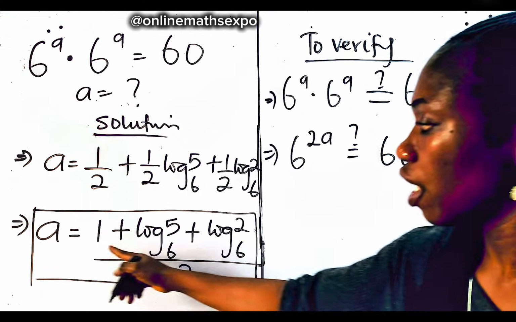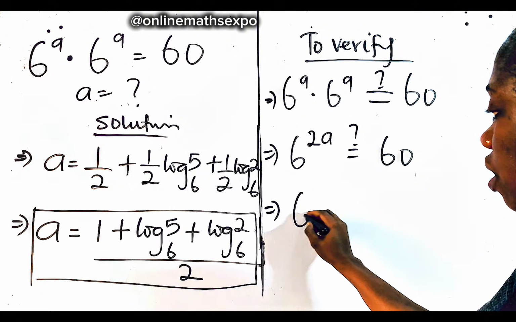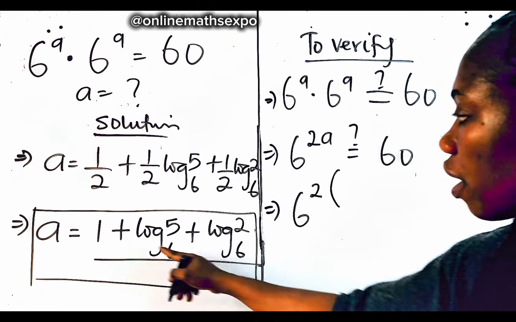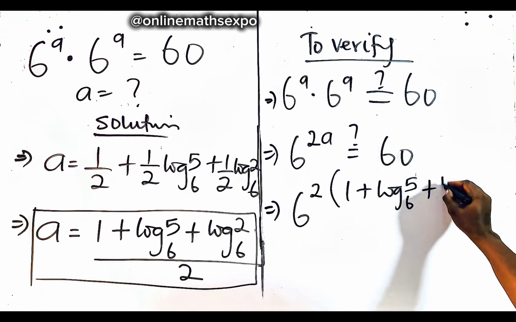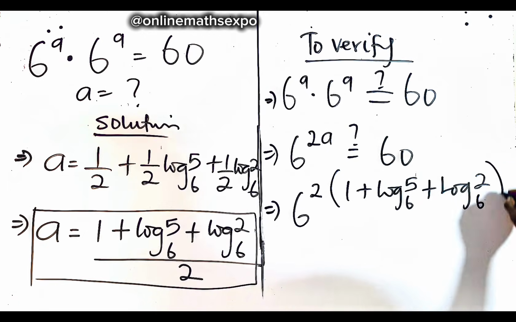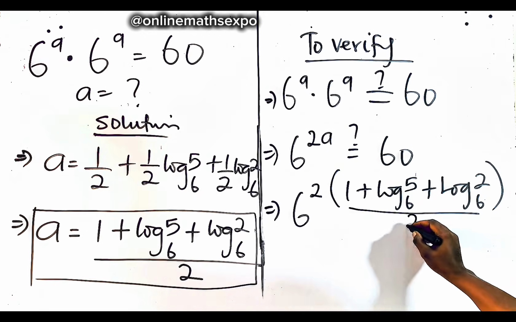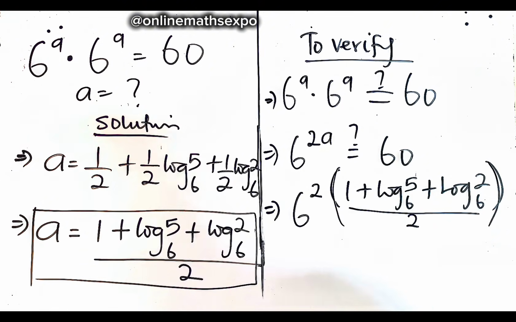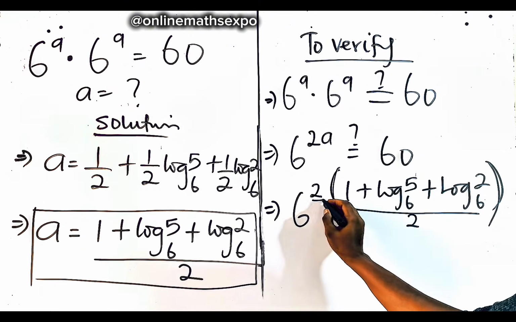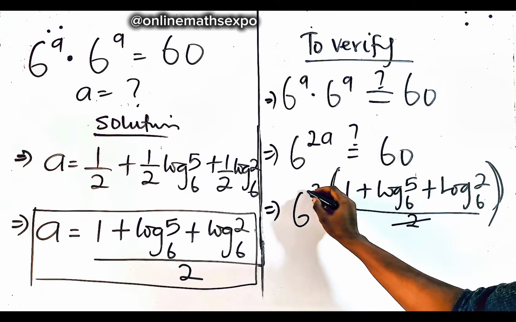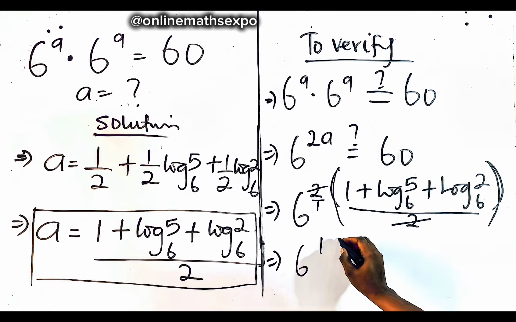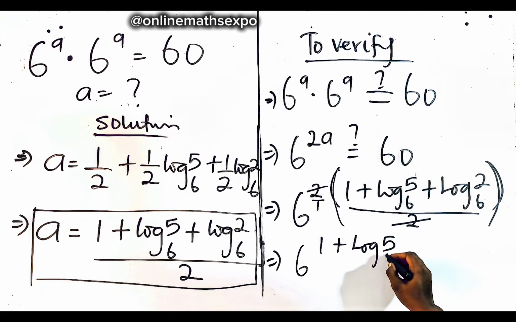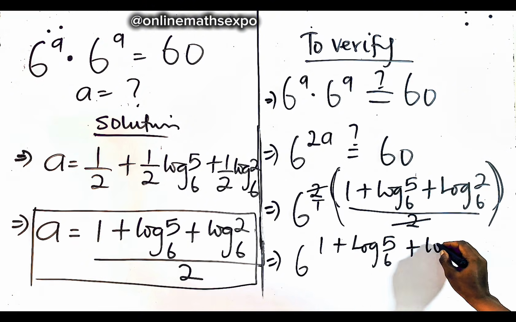So let's plug in the A value. We are having 6 raised to power 2. Our A is 1 plus log 5 base 6 plus log 2 base 6, all divided by 2. Now what did you observe? You observe that this 2 here, remember, is over 1. It can multiply with this, so it cancels out. So we are going to have 6 to the power of 1 plus log 5 base 6 plus log 2 base 6.